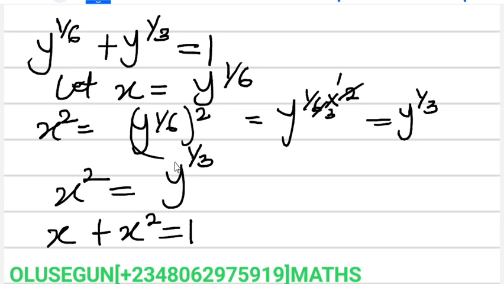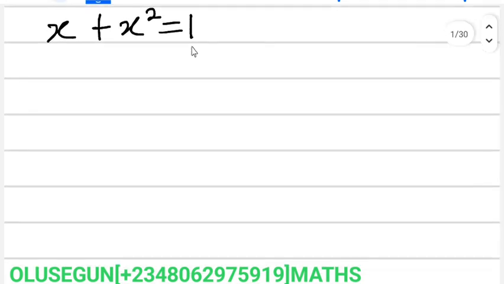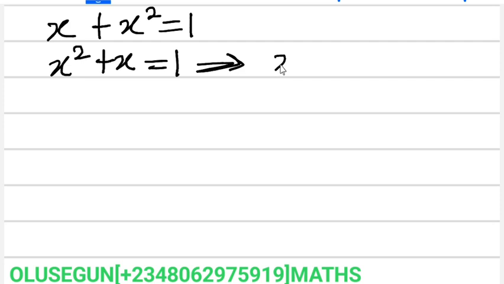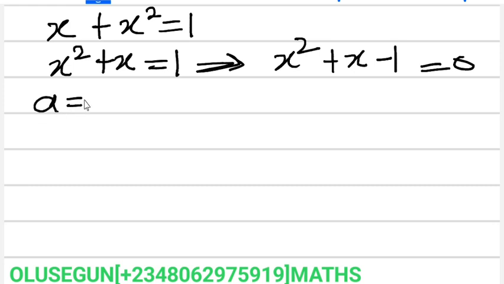So therefore, in that view, this has now formed a quadratic equation. So since I was able to form a quadratic equation, we now have x squared plus x is equal to 1, which implies x squared plus x minus 1 is equal to 0. So it has formed a quadratic equation whereby a is equal to 1, b is equal to 1, and c is equal to minus 1.